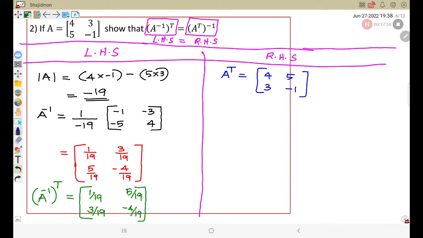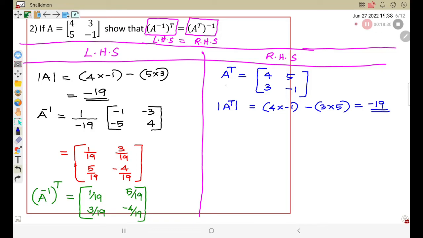Now the inverse of the A transpose matrix we need to calculate. First we need to calculate the determinant. Determinant of the A transpose matrix equals, what is the determinant of this one? 4 multiply minus 1 minus 3 multiply 5, correct? You will get minus 19. The same as the determinant of A, because we studied before that the determinant of A and the determinant of A transpose should be the same. So minus 19.